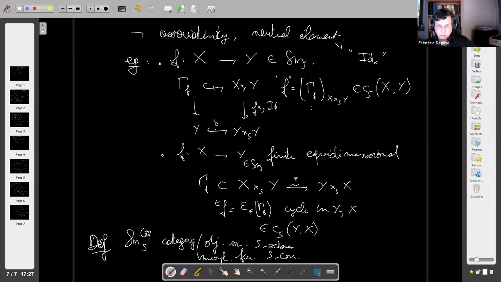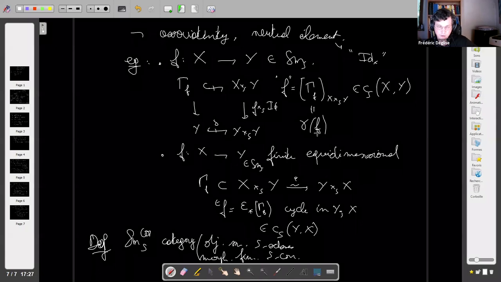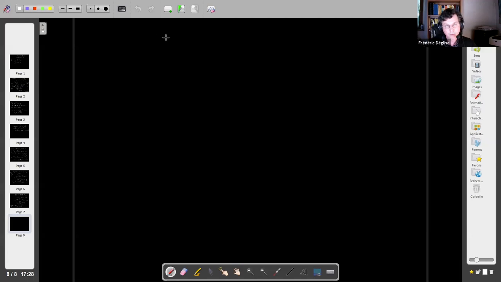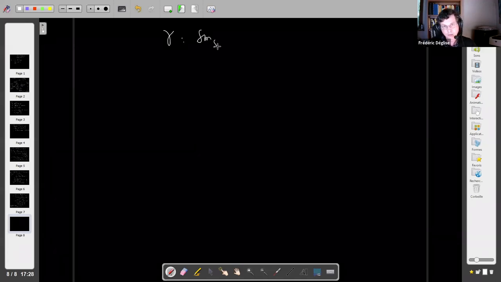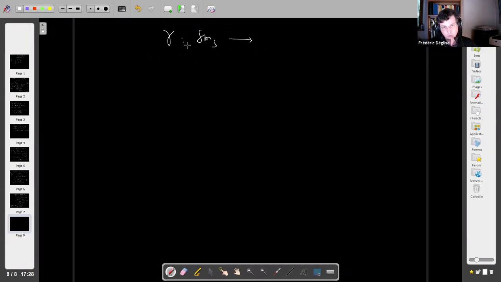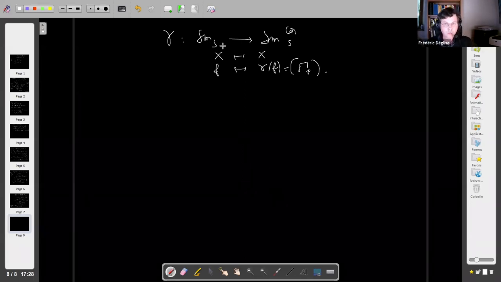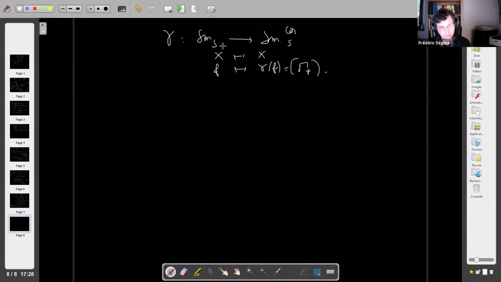Okay, maybe I should denote this gamma of F. And what you can check also, so there are things to check here, is that the graph that I defined in the previous example defines a functor, which is the identity on objects and maps a morphism to its graph. So we have actually enlarged, and of course this map gamma is faithful, but not full. And so we have enlarged the category of smooth schemes, so we have added morphisms.